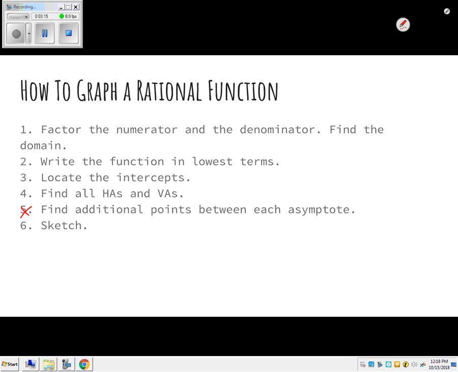Okay, locate the intercepts. Remember, the x-intercepts are going to come from the numerator, while the vertical asymptotes are going to come from the denominator. That's the whole point of doing step 1. Do step 5 if you need to. I'm going to try to teach around that, but I think we're going to be ready for a sketch based off what we have done so far this unit with graphing.